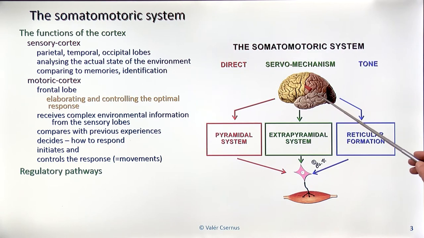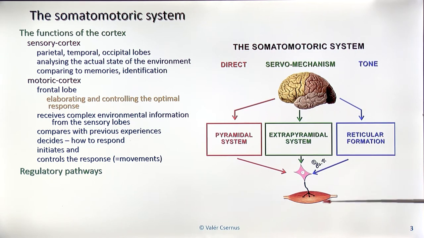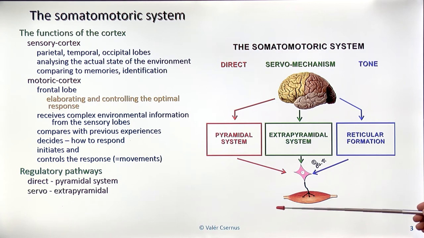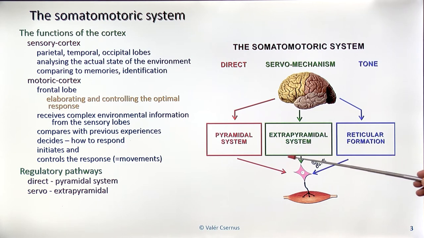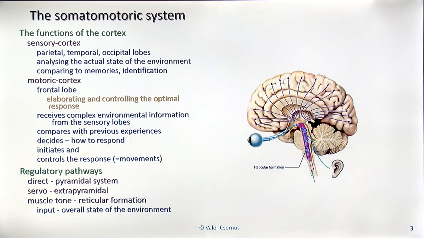Between the brain and the skeletal muscle, there are three regulatory pathways, three connections. One of them is direct, the pyramidal system. The other one is the servo mechanism, the extrapyramidal system, in which we have, think about simple, straightforward, everyday movements, and it will translate them to the language of the muscle. And finally, information from the brain, how active the environment is, will control the general muscle tension.